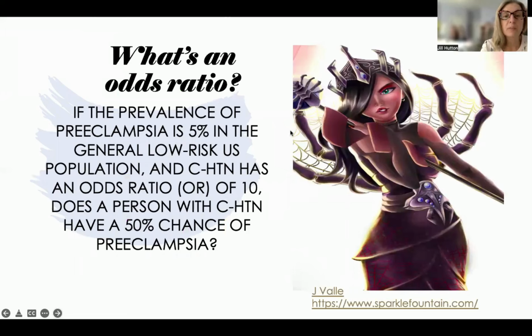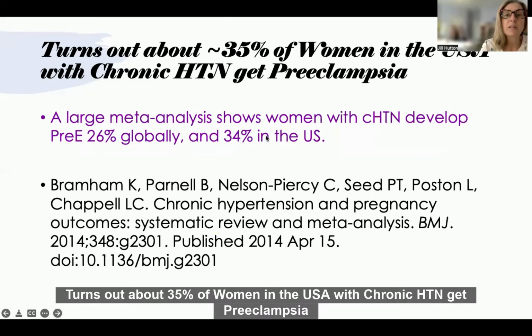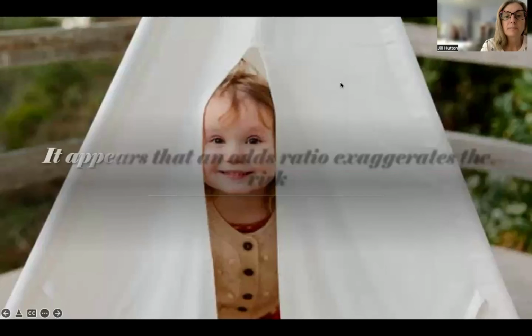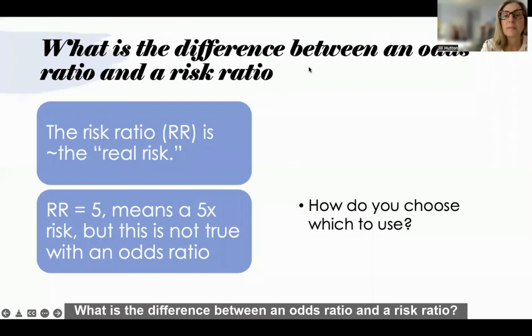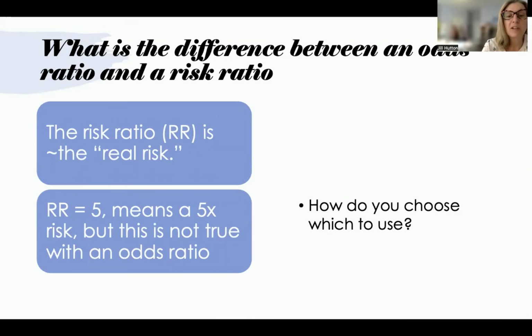If the prevalence of preeclampsia is 5% in the general low-risk US population, and chronic hypertension has an odds ratio of 10, does a person with chronic hypertension have a 50% chance of preeclampsia? It turns out about 35% of women in the USA with chronic hypertension will get preeclampsia. So it appears that an odds ratio exaggerates the risk. So what is the difference between an odds ratio and a risk ratio? The risk ratio to me is the real risk. A risk ratio of 5 means you have a 5-fold risk, but this is not true with an odds ratio.